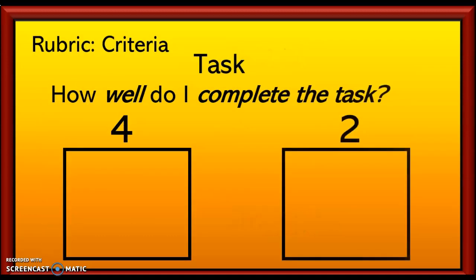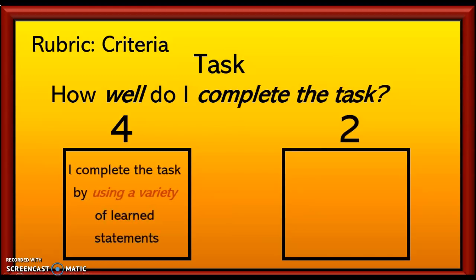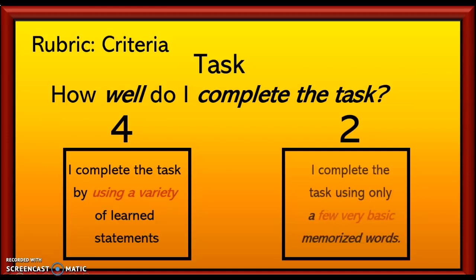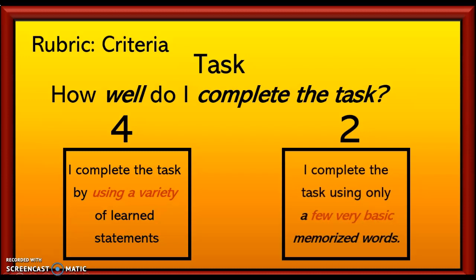Just a little bit more information then on task. The one who would score the 4, which is the highest, would be a student who completed the task by using a variety of learned statements, whereas the student who would get a 2 on that particular criterion would have completed the task only using a few very basic memorized words. We understand at this point in time that you have fairly limited vocabulary, so when we're talking about completing the task, we want you to do it to the fullest point that you can, considering what we have taught you so far.